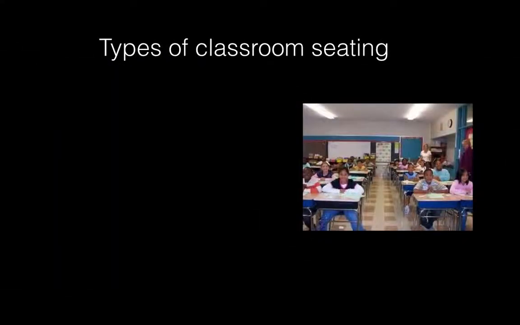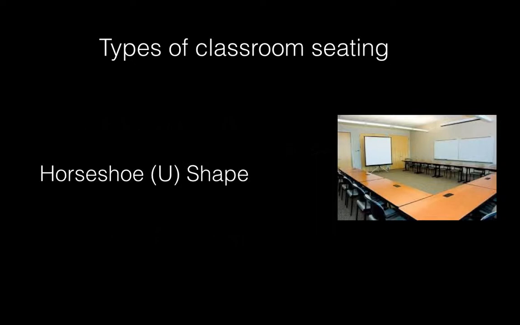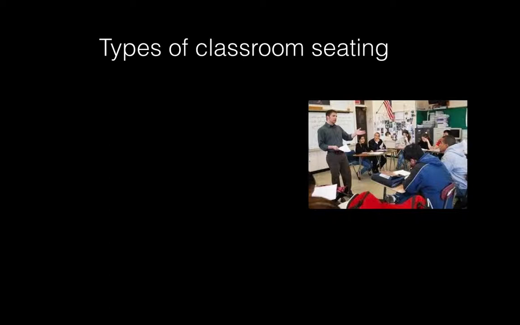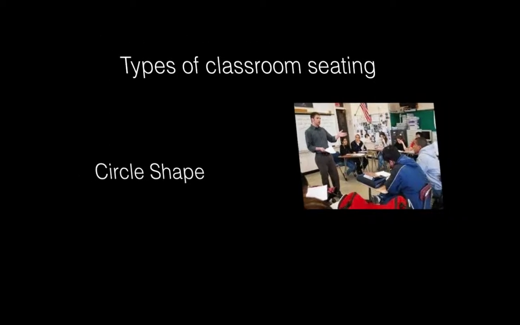So the first one is, of course, the traditional one, where you can have the students, all of them looking at the whiteboard or the blackboard, and the teacher is in front of them. And then the second one is the U shape or the horseshoe shape, okay. And finally, the circle shape, or semicircle shape, okay. So these are the different types of classroom seating we can have, right?